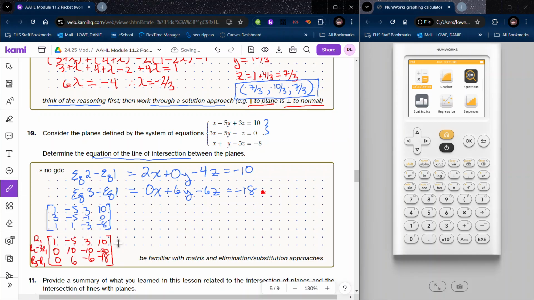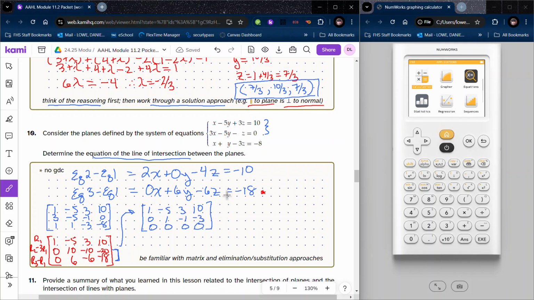And then look at what has happened. These two rows are a multiple of each other. So that means that eventually one of them can get to 0. If I rewrite, that's going to give me 1, negative 5, 3, and 10. 0, then divide by 10, divide by 10, divide by 10. And in the last row, essentially 0, 0, 0, 0, which tells me I have a line of intersection because these are just scalar multiples of each other.